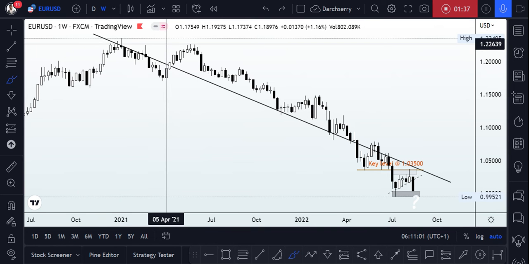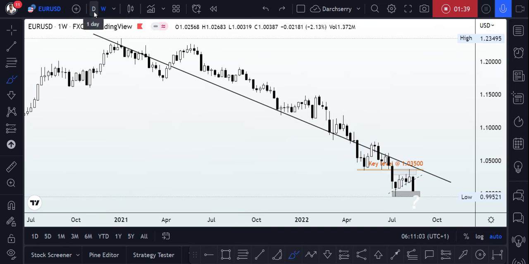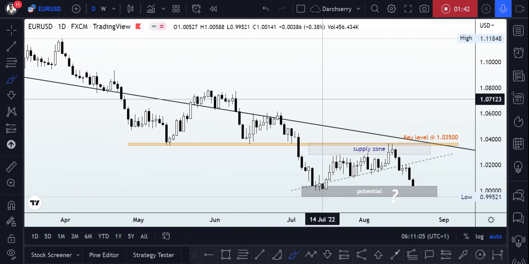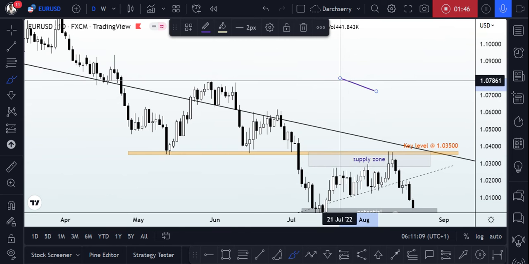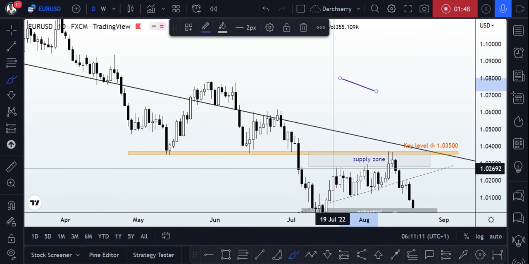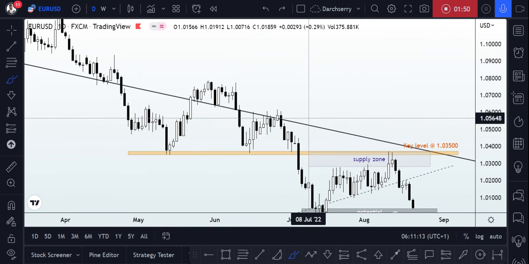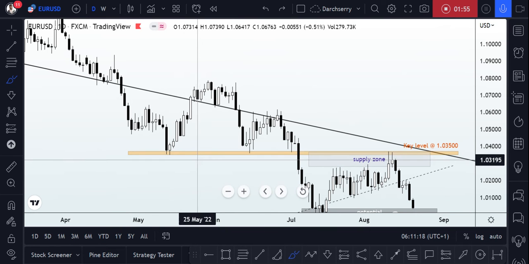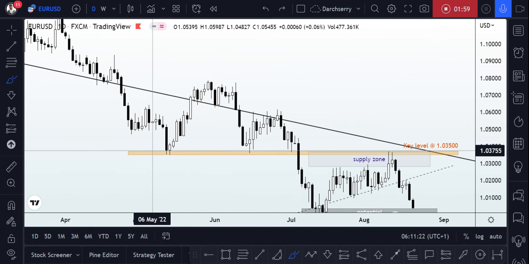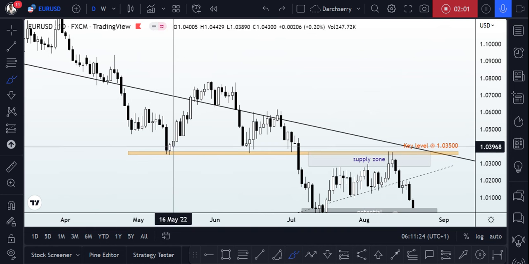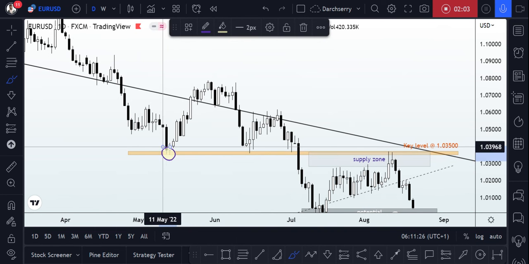let's scale down to the daily time frame to see what is actually happening. On the daily time frame, the first thing I was able to do here is to identify this key level at the 1.03500 area. The reason why I have identified this level at the 1.03500 area is this: if we look at what has been happening since the month of May, we can see how this level has been a major determinant of price action.